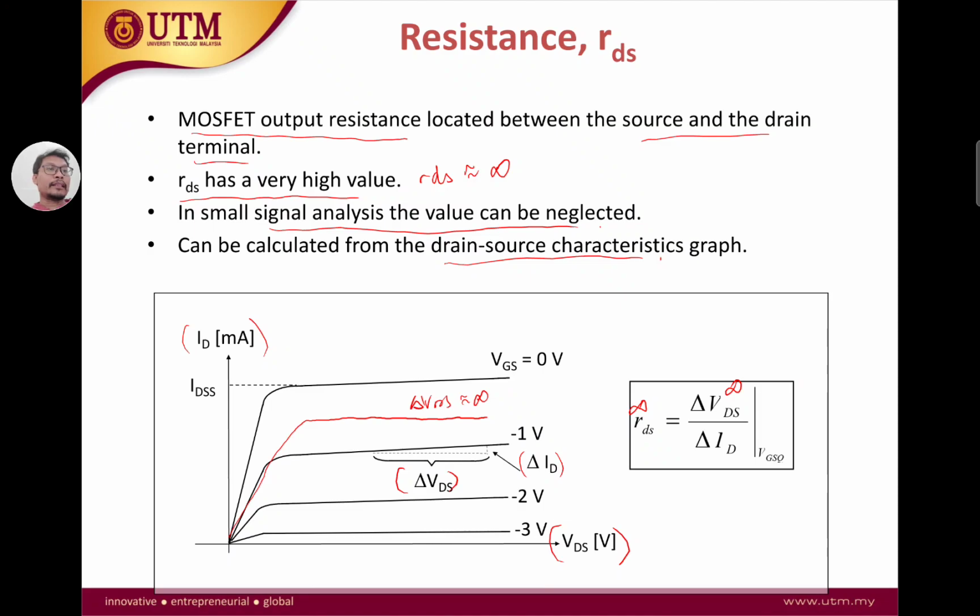Regardless of the value of ID, and ID is typically very small, in the end we can actually approximate RDS to infinity. So therefore the resistor can be neglected.